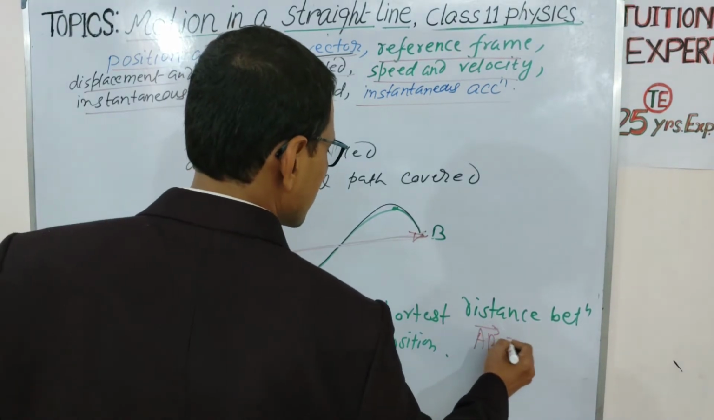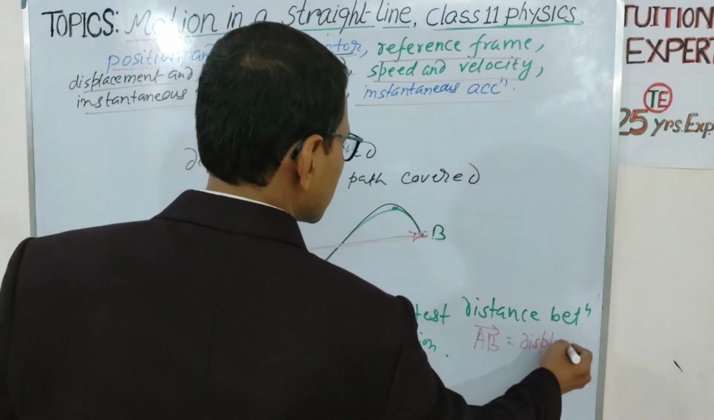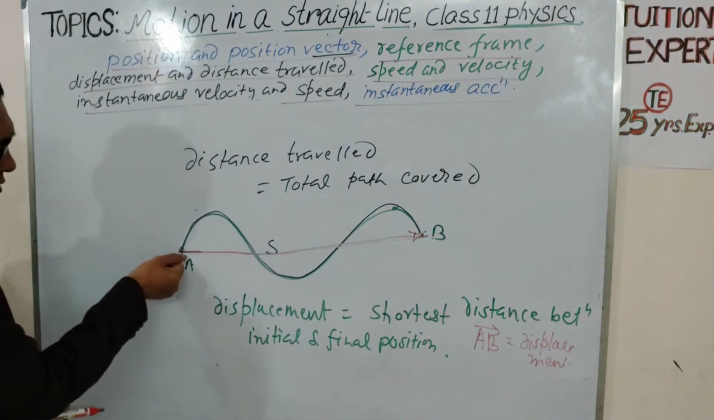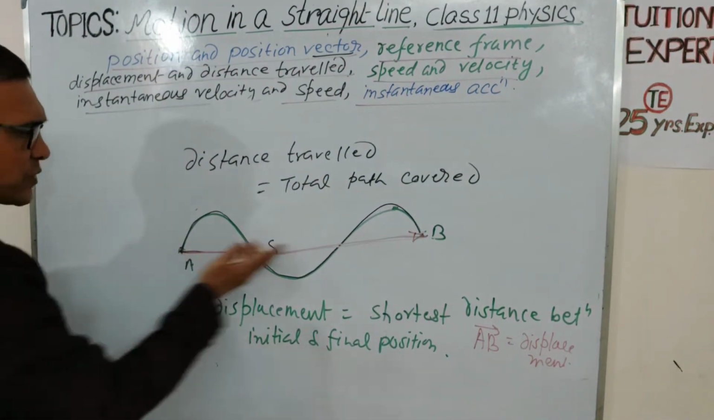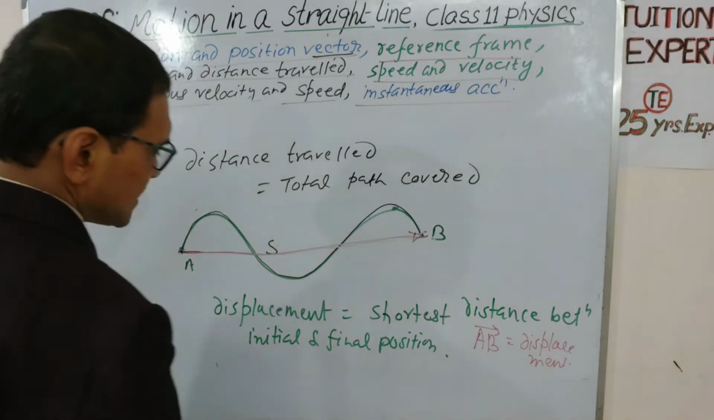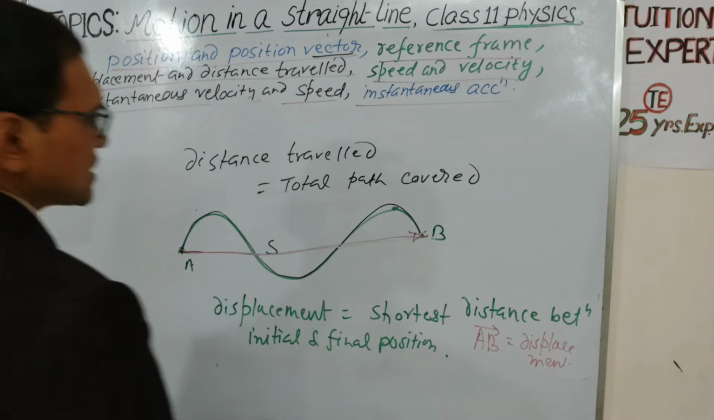So displacement is a vector because it has a direction. We have to measure A to B, join. So it has a direction. So displacement is a vector quantity.